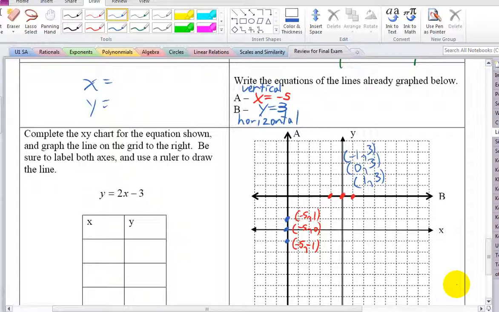Okay, so for this one, we have x equals -5, and y equals 3 for line B. Okay, y equals 3. So those 3 points in red were -1, 3, 0, 3, 1, 3. Everywhere along that line, y has a value of 3. Okay, you're going to have to do the same thing in grade 10. All right. Any questions?